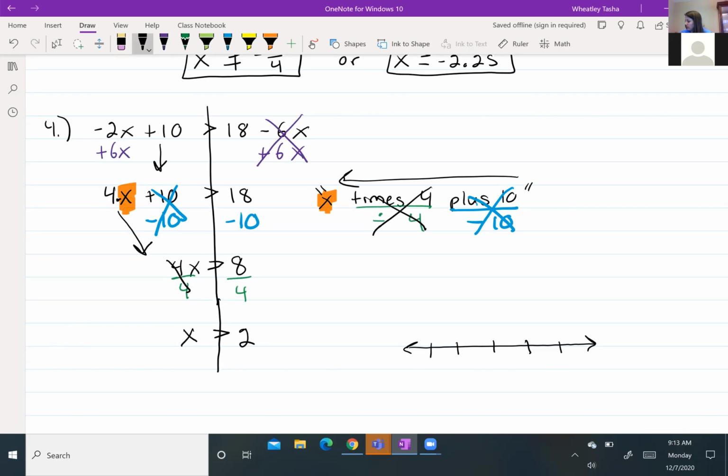Okay, so 2, 3, 4, set up our number line. I'm going to use an open circle, so it means any values, but it does not include 2. And then if I read that, it's x is greater than 2. Greater than means we would shade to the right, because on a number line, your numbers go bigger to the right, and then as you go to the left, your numbers get smaller.